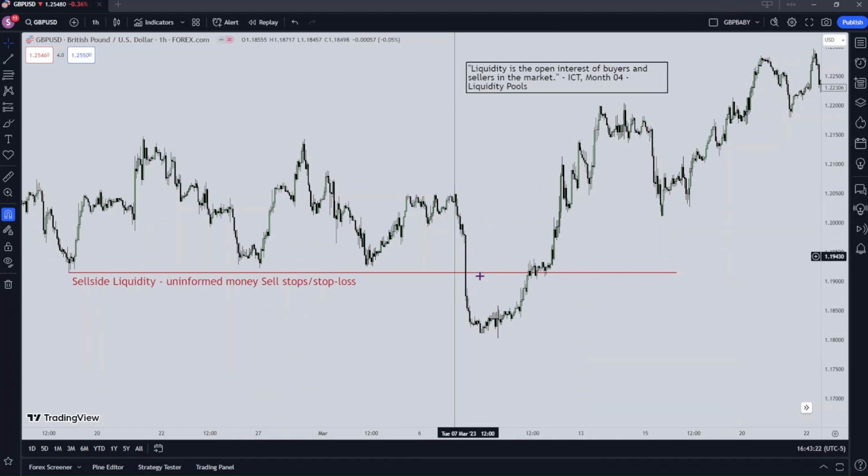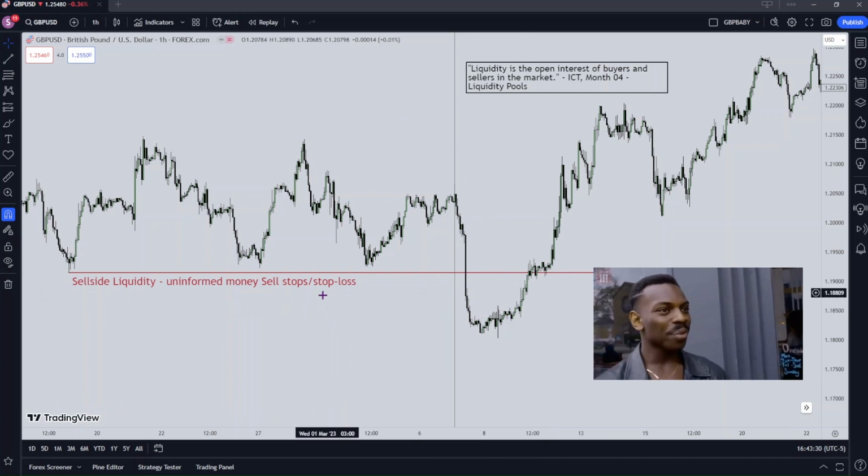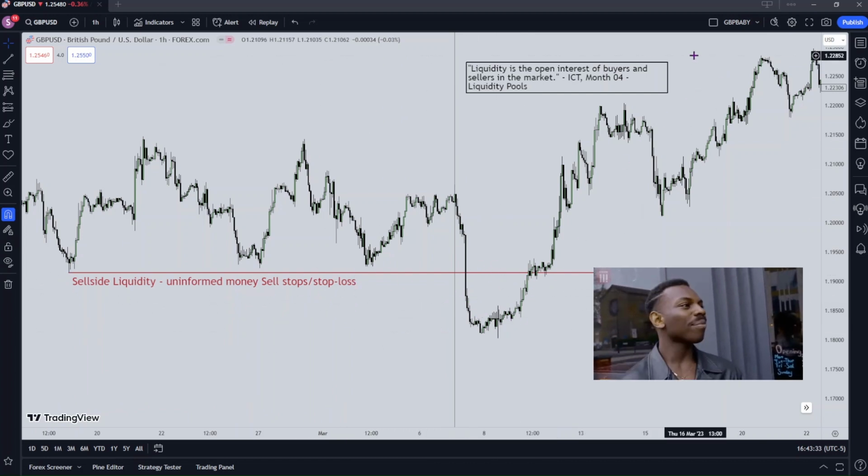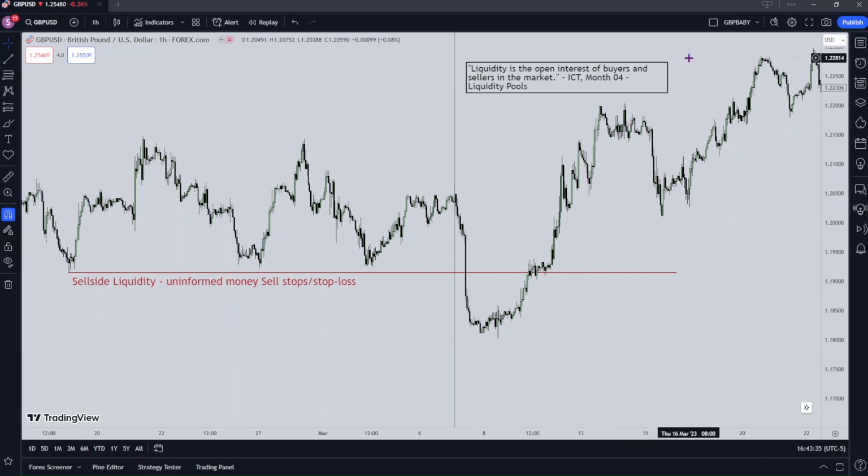So this is the people that are buying below these lows, below these relative equal lows. The people that are buying here are the informed money and the smart money, because they know that they can buy these stops knowing that they can release them at a higher price, and knowing that they're moving the market higher. So what's happening?